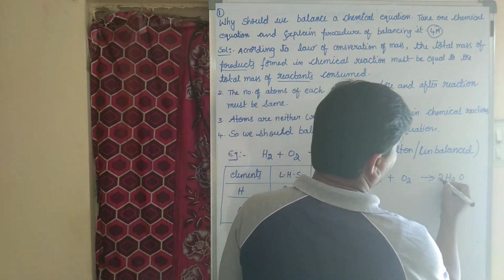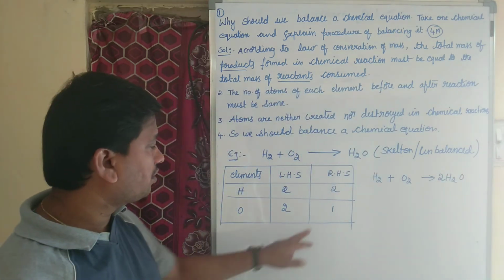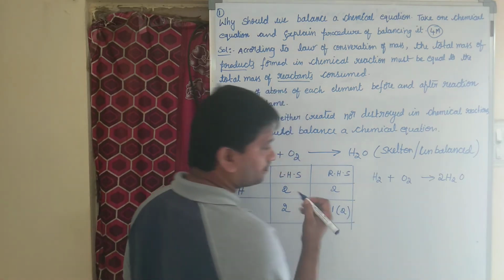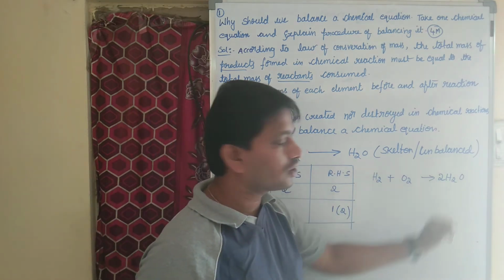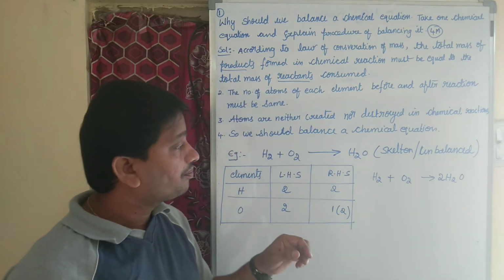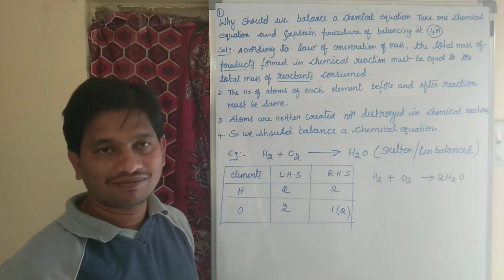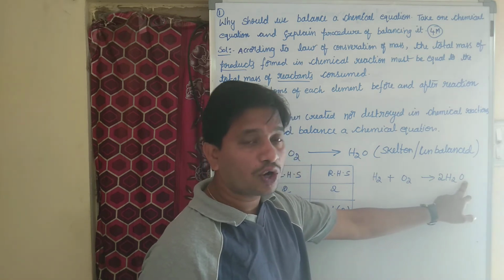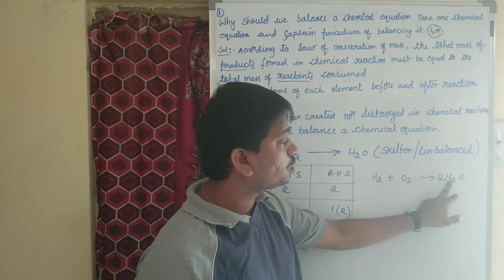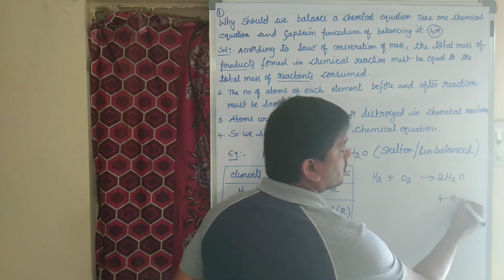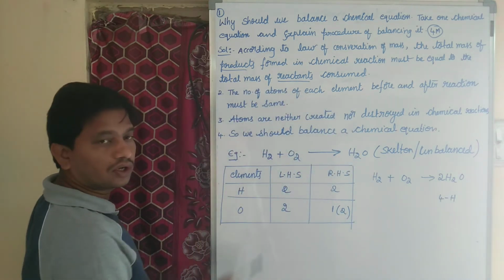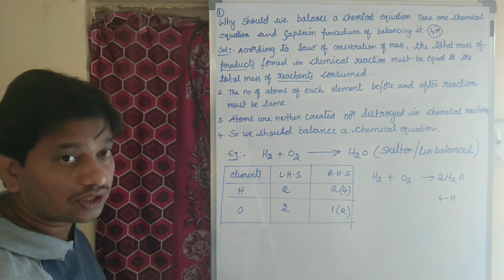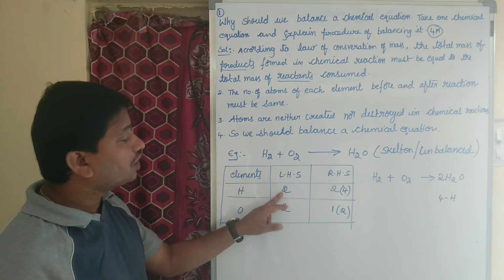Suppose I take 2 here, because we need 2 oxygens. If I take 2 here, then the number of oxygen atoms will become 2. But obviously it is affecting the number of hydrogen atoms. If I put 2 over here, 2 oxygen atoms, whereas the number of hydrogen atoms is 2 into 2, it will become 4 hydrogen atoms, which is impacting. But on the left hand side we have only 2 hydrogen atoms.